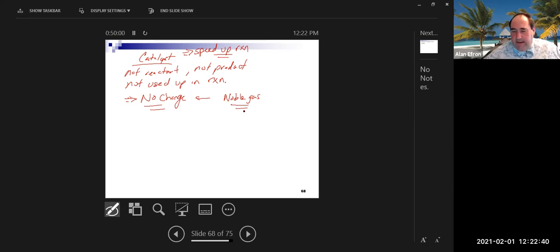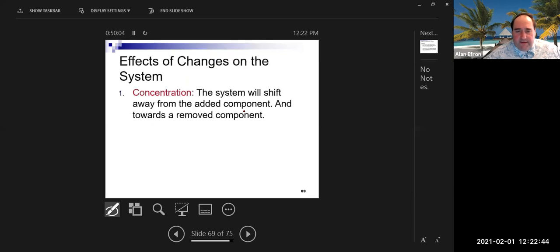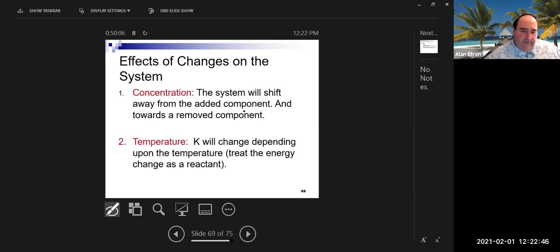So these are the main points here. Let's look at some examples. This is what we talked about previously: the system will shift away from added concentration, towards whichever side you remove it from.